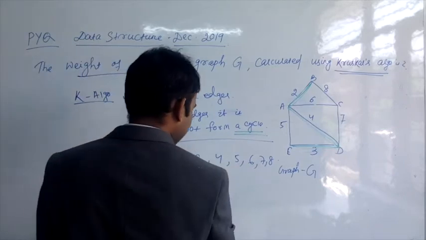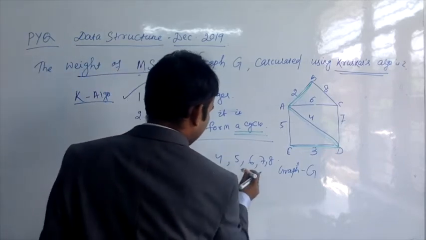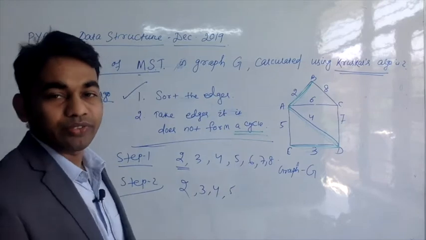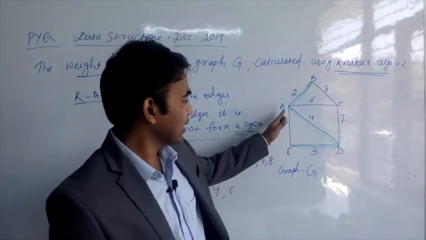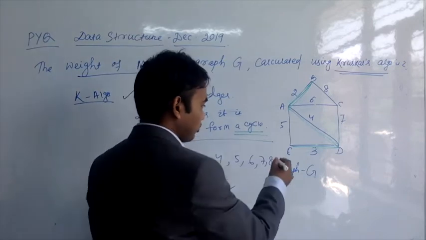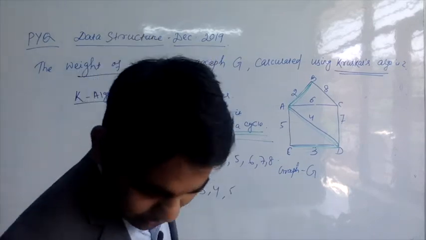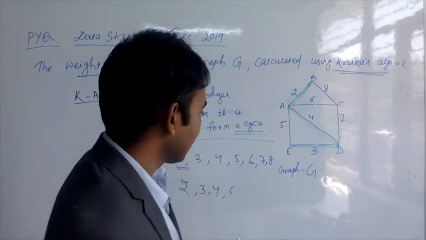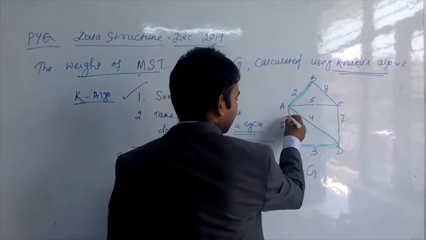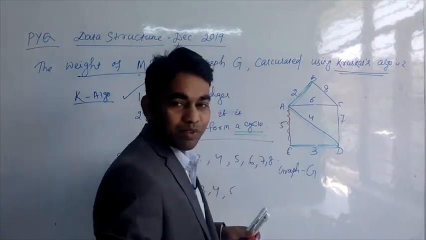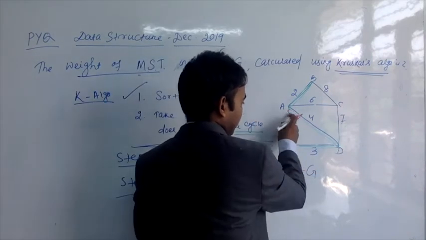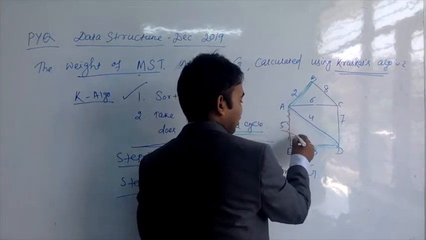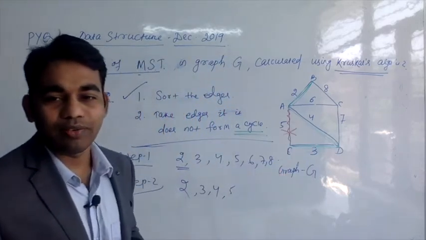Then what is the next edge? The next edge I need to take is 5. Can I take 5? Just see. This is very, very important. Just try to understand. Suppose I take this edge 5, there will be a cycle. This cycle is going to be formed. So there is a cycle. That's why I cannot take this edge. This is a very, very important point.